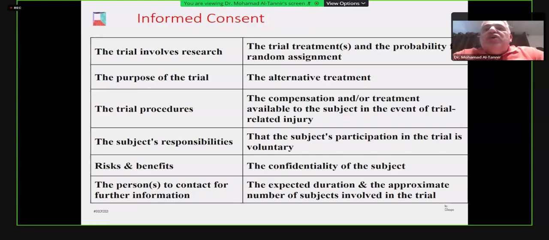The confidentiality of the subject and all related data also should be strictly presented in the informed consent. Expected duration and approximate number of subjects involved in the trial, and the number of countries and institutions participating in the trial, is also recommended to be in the informed consent.